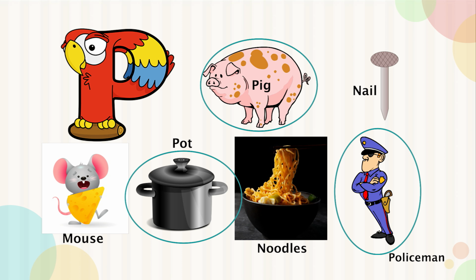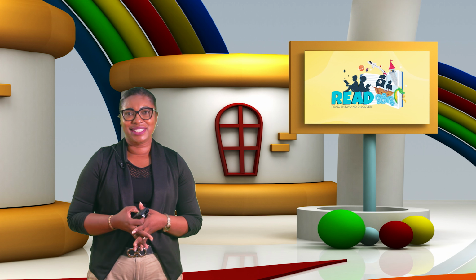And then we have policeman. Policeman. If you listen carefully, you will hear P, policeman. So we have pig, which is spelled P-I-G, pig, P-I-G, pig. Pot, which is spelled P-O-T, pot. And policeman, which is spelled P-O-L-I-C-E-M-A-N, policeman.